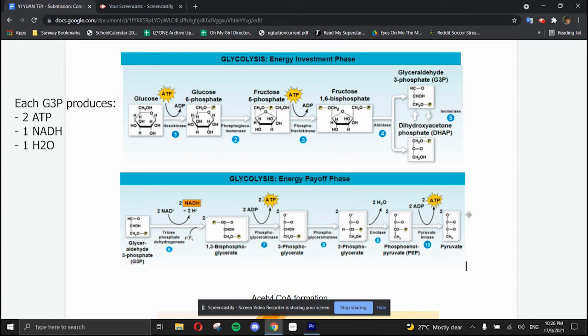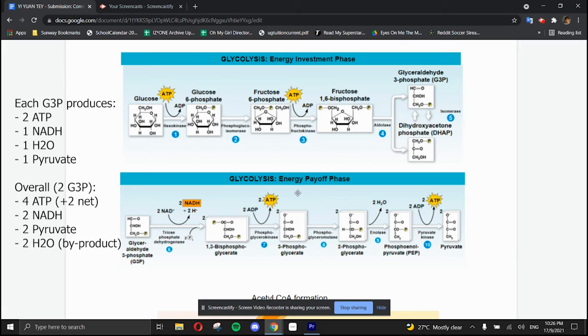2 ATPs, 1 NADH, 1 pyruvate, and 1 water molecule. And as there are 2 G3P, we can expect a total yield of 4 ATPs, 2 NADH, 2 pyruvate, and 2 water molecules per glucose.